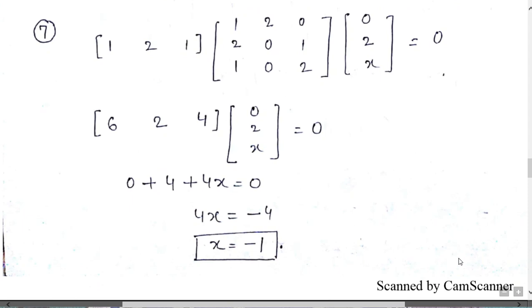Question number 7. Three matrices are given to you. First multiply first and second. 1 plus 4 plus 1, it's 6. First row first column, first row second column and first row third column. You will get 6, 2 and 4. Then multiply 6, 2 and 4 by 0, 2 and x. You will get 0 plus 4 plus 4x. The answer is 4x is equal to minus 4 and x is equal to minus 1.